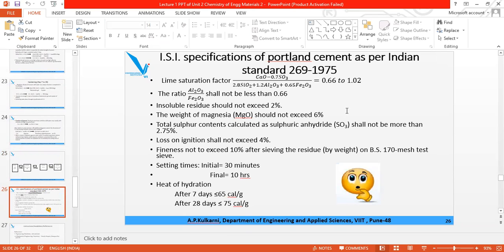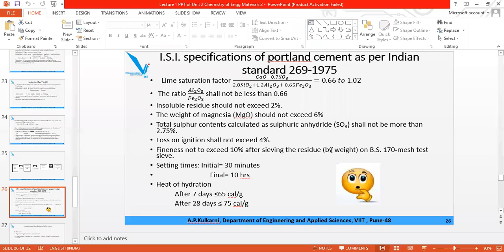So now what are the ISI specifications of Portland cement as per the Indian standard? Out of this, anyone may be asked. I will recommend you to learn one by one, so that you can recall it at the time of examination. ISI specification, especially, 1 mark is there for the specification. Any specification may be asked in the examination. For example, insoluble residue in the cement should not exceed 2%.